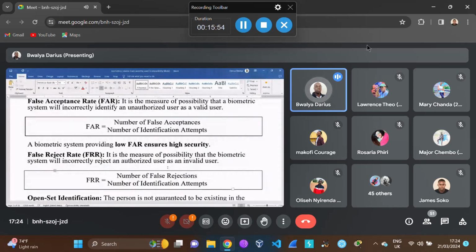Do you understand the sense of what he asked? You people, do you understand what they say? Okay. Because the number of identification attempts is the total number of attempts from which there will be false acceptances and maybe even false rejections. So the number of false acceptances and false rejections are a subset of attempts made.